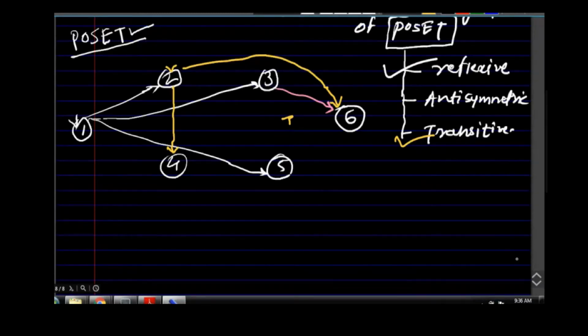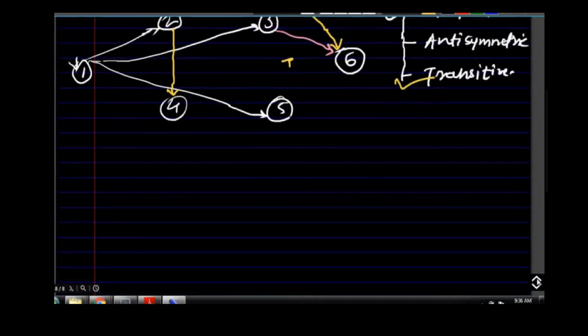So let us try to draw a new graph here. Whatever the elements are which have the relation: we have relations 1 to 2, 1 to 3, 1 to 4, 1 to 5, 1 to 6, and 1 to 4 and 1 to 6 we have removed because those were transitive edges. So let us draw this. This element we will write as 1. The Hasse diagram is read from bottom to top.